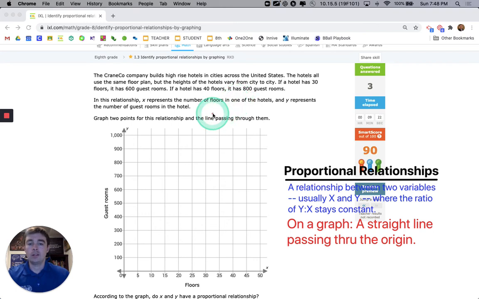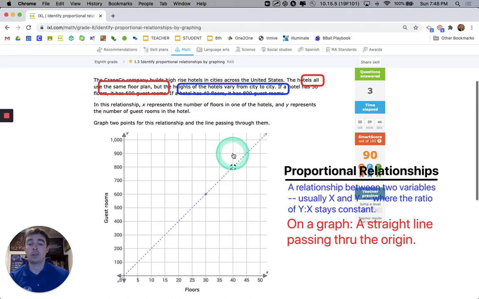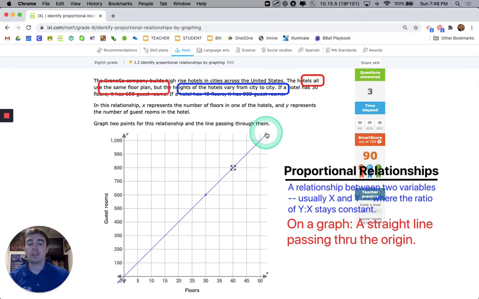We will put into red first, I think. Yep, we'll use red first for 30 floors. Gives us 600 guest rooms. And then our other data point tells us if we have 40 floors, there's 800. So we'll go to this graph, 30 floors, 600 guest rooms, 30, 600, and we'll click that in here. And the other data point is 40 floors to 800 guest rooms, or 800 rooms for every 40 floors. And we see there again, this is a straight line that passes through the origin.